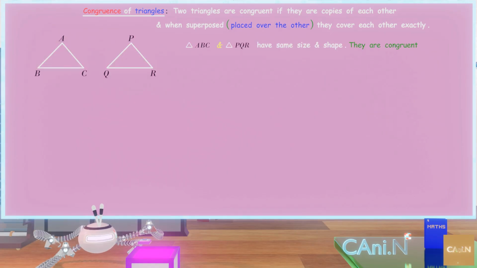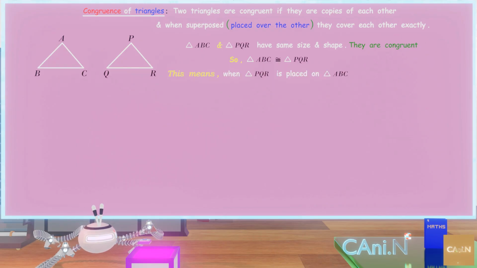Congruence of triangles. Now, two triangles are congruent if they are copies of each other, and when superposed, they cover each other exactly. Here, triangle ABC and PQR have the same size and shape. They are congruent. So, triangle ABC is congruent to triangle PQR.